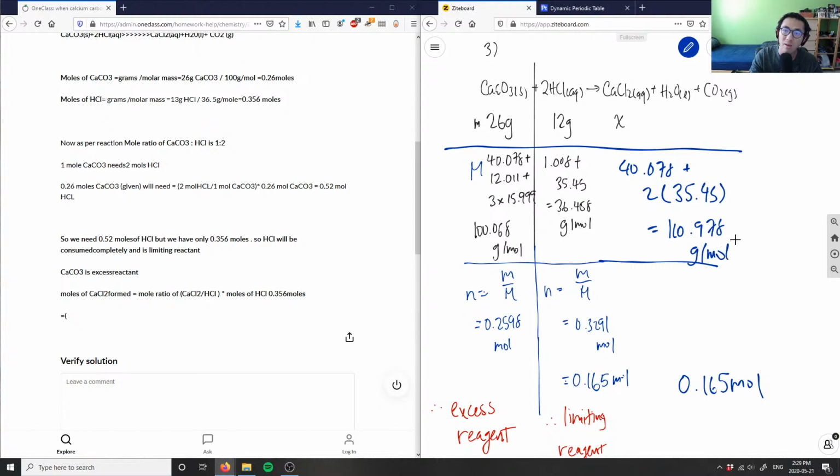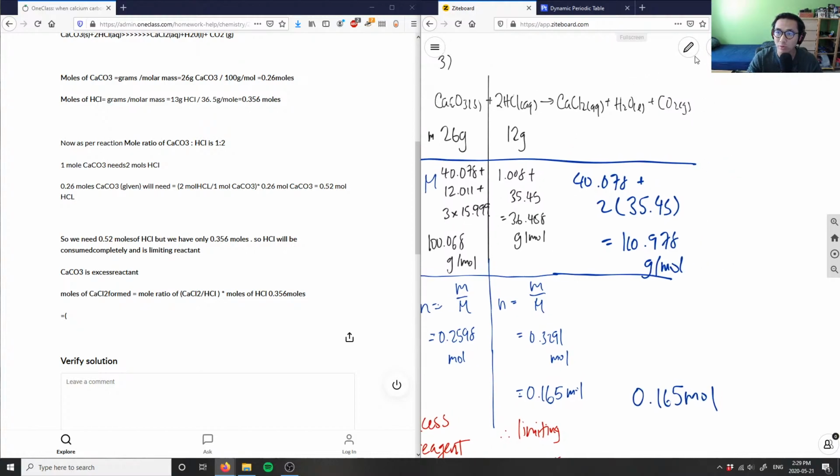grams per mole. And finally, I can solve for my x value, right? And this x value is simply, if I rearrange this equation, if I know that moles equals mass over molar mass, then mass here has to be moles times my molar mass. So I have 0.165 multiplied by 110.978 here. So the mass of CaCl2 is going to equal the moles of CaCl2 multiplied by the molar mass.